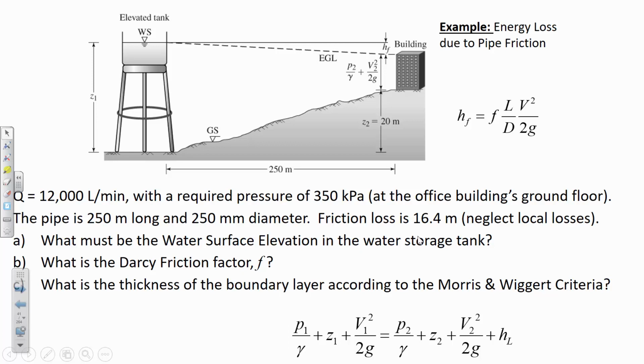Let's assume that you are accounting for the velocity head at 2, but at 1, since that's a tank, a reservoir of water, we'll assume that the velocity inside of the tank is 0. So you'll be able to cancel out the velocity head at 1. And then once you have that solved, calculate the friction factor that accounts for how much friction loss we're seeing. So in this case, we'll be solving for f with all the other given parameters. And then I'd like you to get a chance to practice finding the thickness of the boundary layer inside the pipe with the Morris and Wiggert criteria.